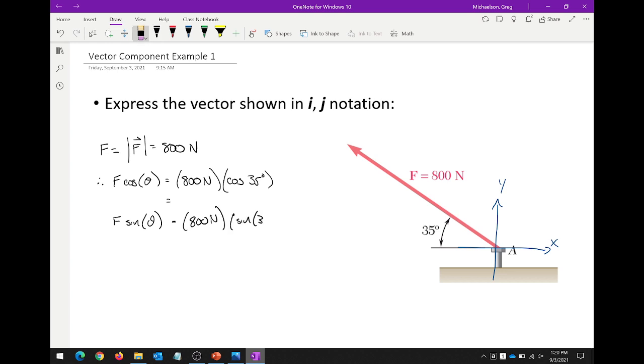I put one too many parentheses there. 35 degrees. So help me out. Let's do this one at a time. Let's start off with F cosine theta. Can somebody give me a value for that? We'll say, I don't know, 2 decimal places.